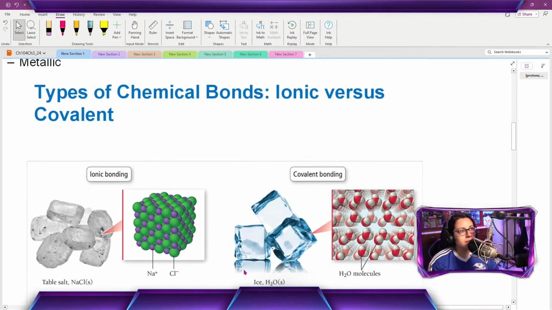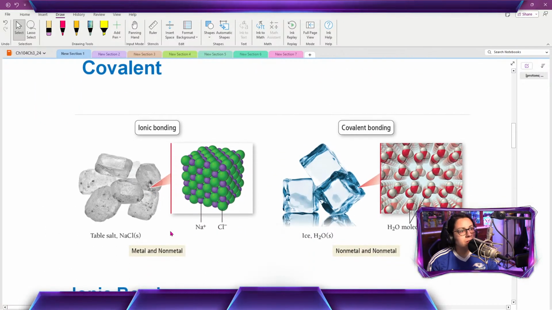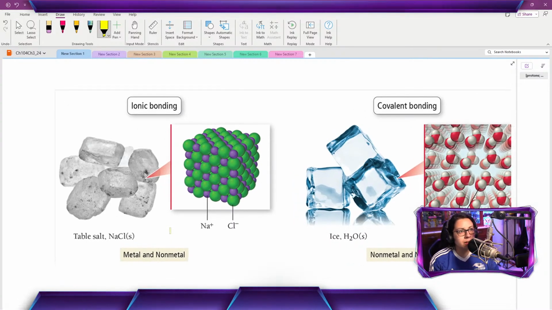Now let's look at ionic versus covalent. This is our ionic structure. Right away, you should notice that this ionic structure is a cube in itself, and then it just repeats patterns. So it's not really a discrete molecule. It's just repeating, so they're in a 1-to-1 ratio. And again, we'll look deeper into how this happens.